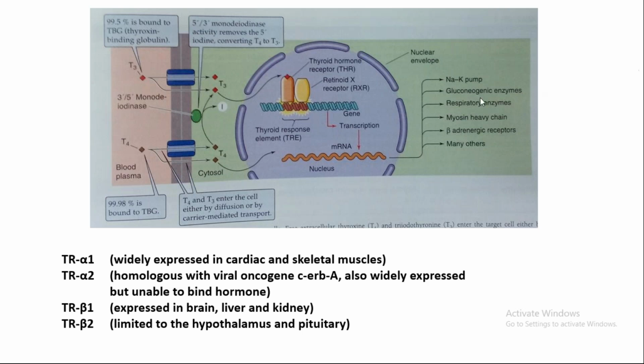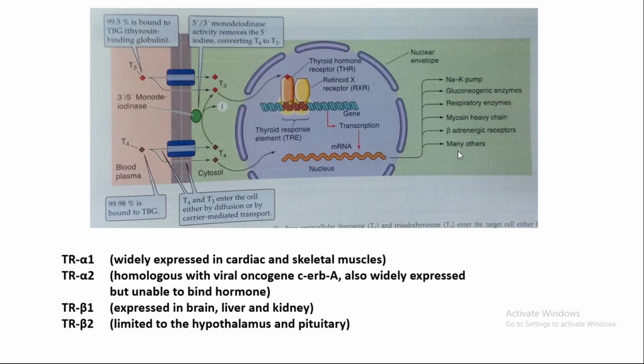The next function is on gluconeogenic enzymes in the liver tissues, whose functions this hormone increases. Ultimately, the gluconeogenic process continues. Respiratory enzymes, mainly in the mitochondria, the cytochrome system, a number of enzymes are synthesized and increased. Ultimately, nutrients and oxygen are utilized. Myosin heavy chain in the skeletal muscle, beta adrenergic receptors in the cardiac tissue, and many other different functions that we'll see system-wise.